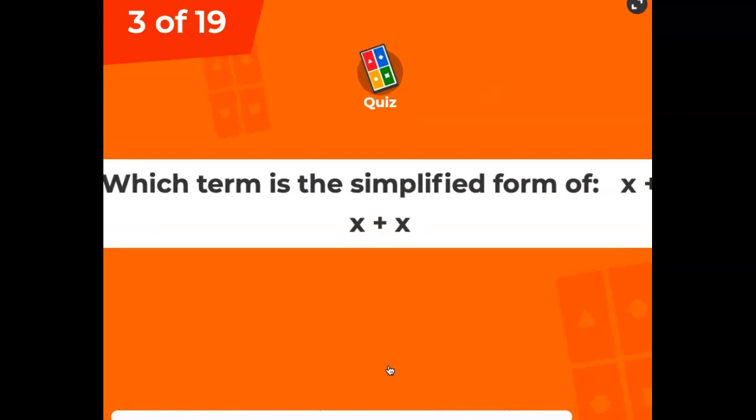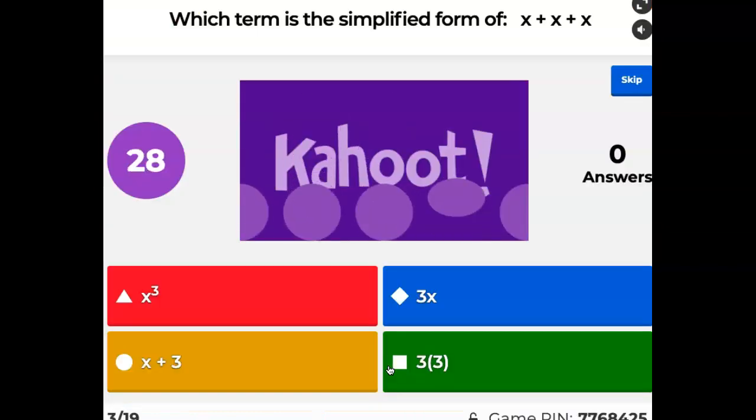Which term is a simplified form of x plus x plus x? Go ahead. Remember the rules. I like this. It's like I'm in a game show.